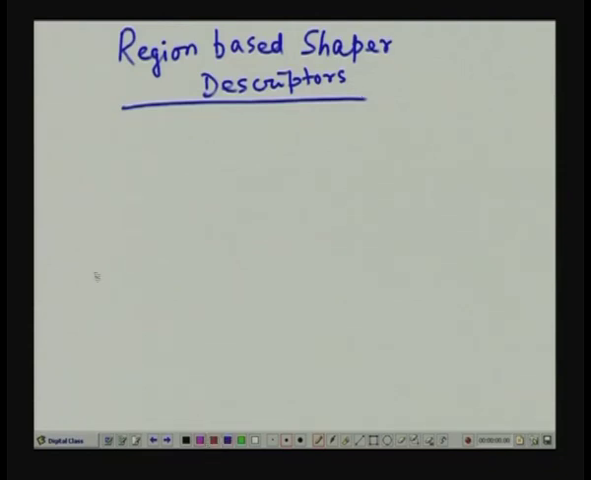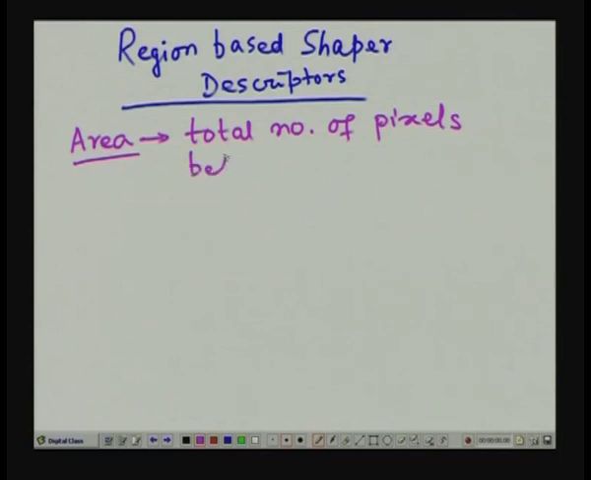One of the obvious descriptors is the region area. Now, what is region area? Region area is nothing but the total number of pixels belonging to the area, or belonging to the region. So, it is the total number of pixels belonging to that particular region.